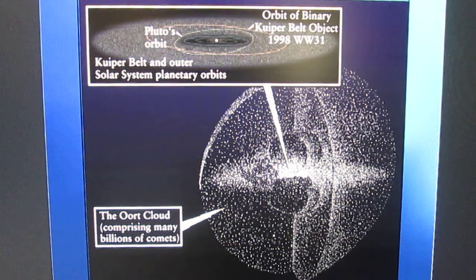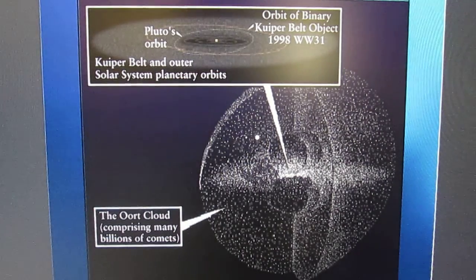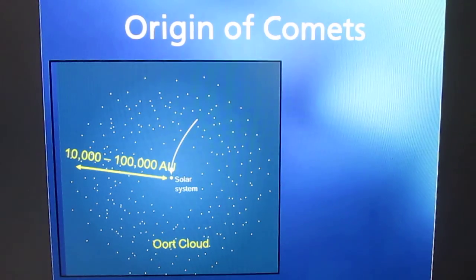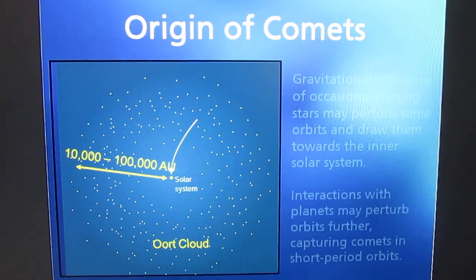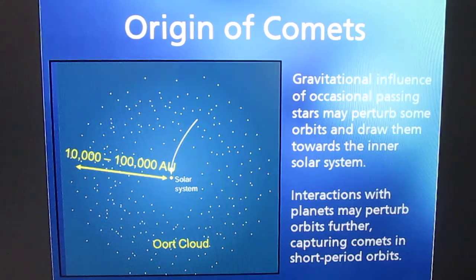Even more fantastic, the spherical Oort comet cloud extends from beyond the Kuiper Belt, beyond the orbit of Pluto, 40 astronomical units from the Sun, but it is still part of our solar system. Comets are believed to originate in the Oort cloud, spherical clouds of several trillion icy bodies between 10,000 and 100,000 astronomical units from the Sun.